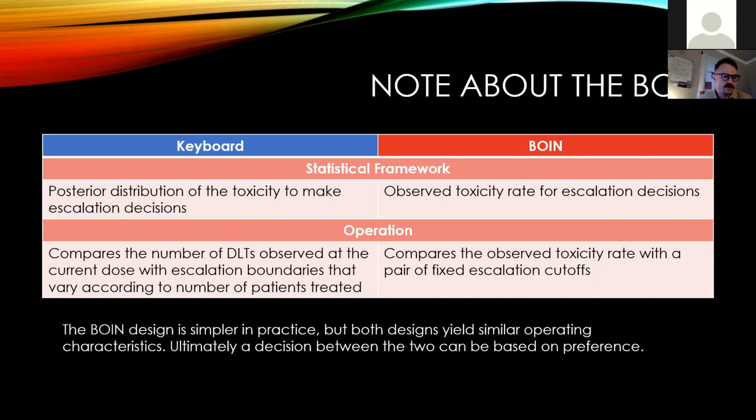Ultimately, this boils down to the BOIN itself being probably a little bit simpler in practice, but both of these designs yield very similar operating characteristics. So the decision between those two can be based on user preference. In conclusion, I'd highly recommend this keyboard design, and the same goes for the BOIN design. Both of these designs are great. They perform better than the 3+3, they're very easy to implement, and they have a higher precision to correctly select the MTD.